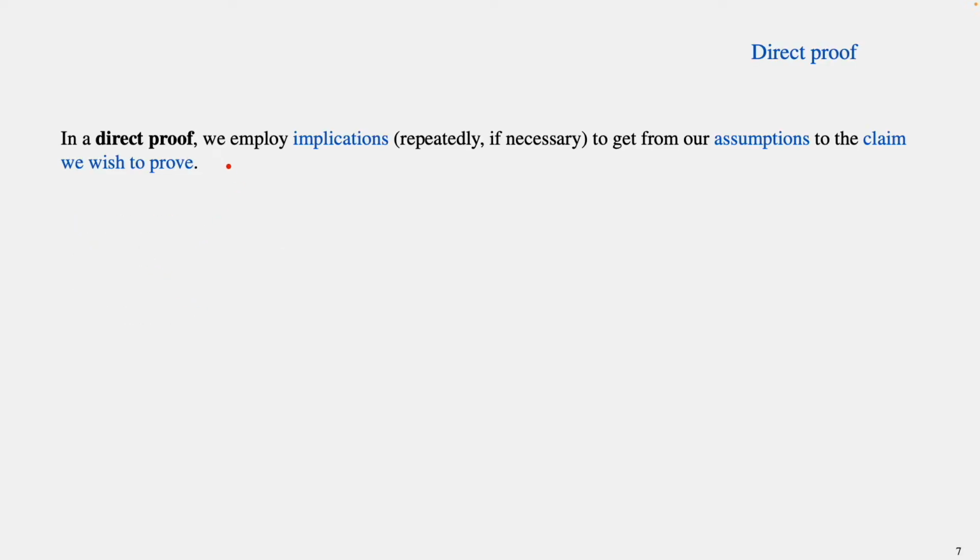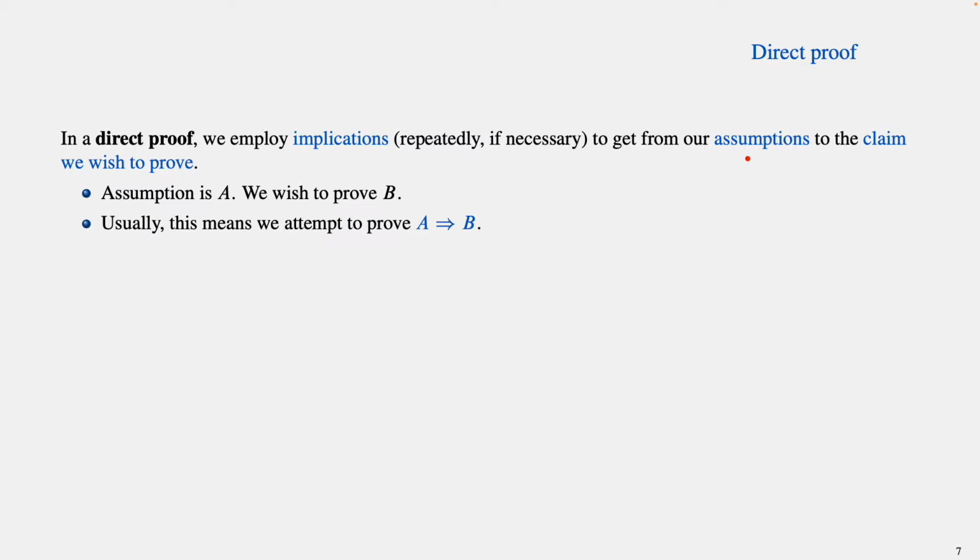So we start with direct proofs. And in a direct proof, we employ implications, if necessary, multiple implications, to get from our assumptions to the claim we wish to prove. So here we begin with some assumption A, which we take to be true, and under this assumption we want to show that the claim B is true. And to do this, we actually prove the implication A implies B.